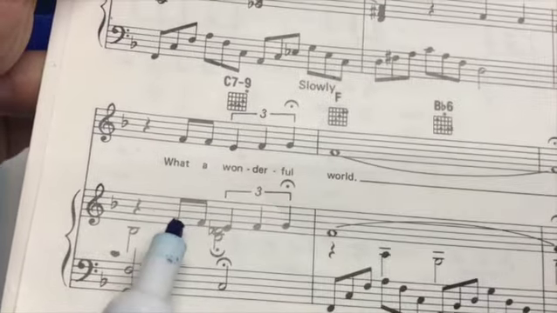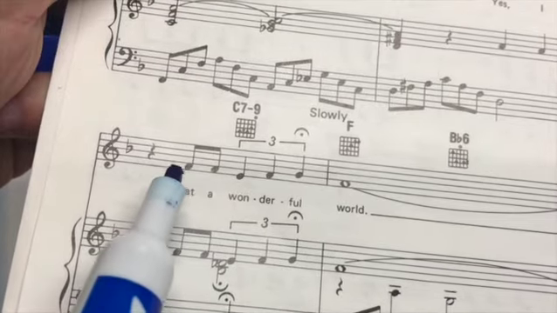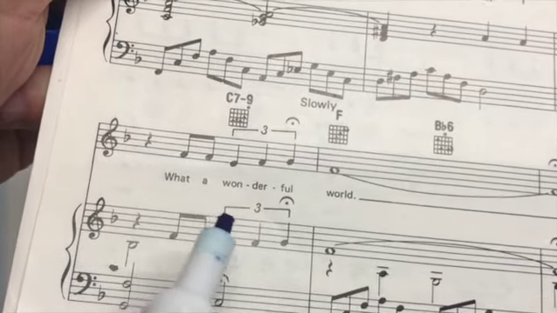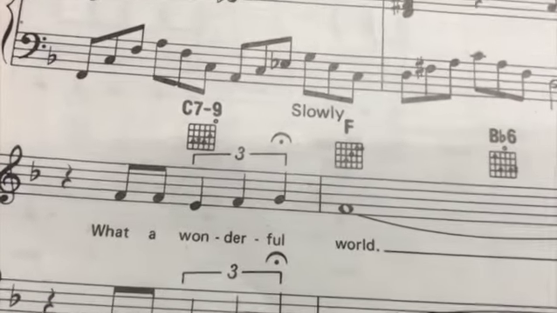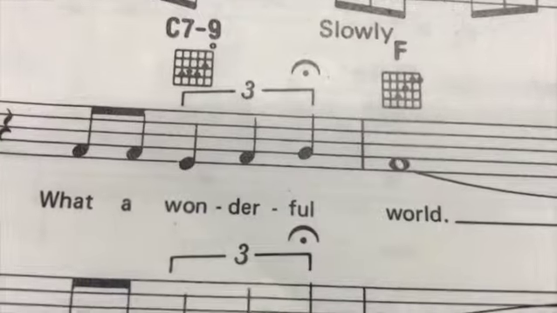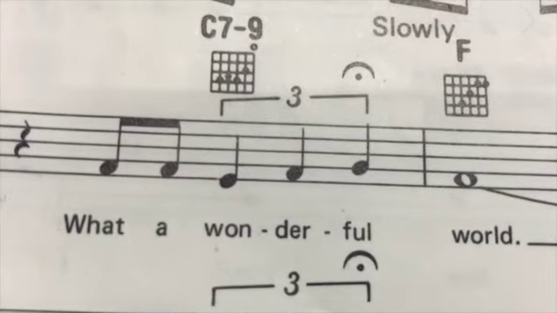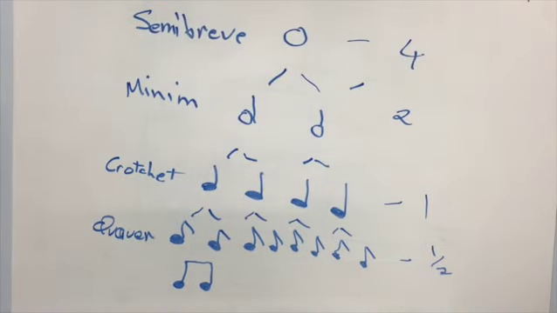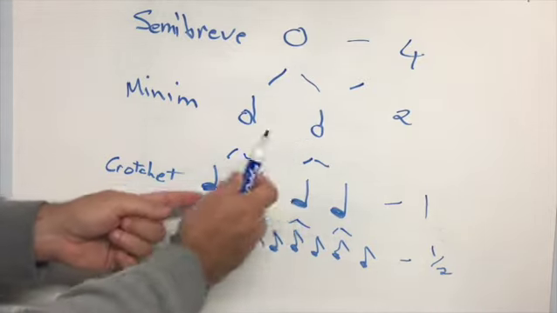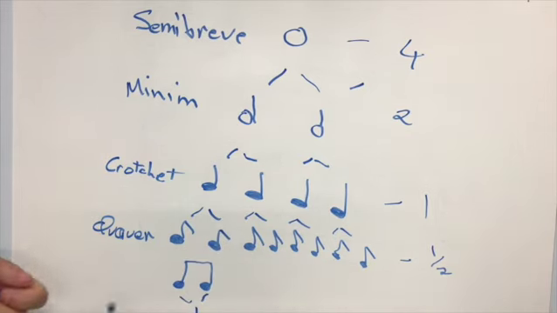Just like here in the music. And up here, what a wonderful world. What a, see up here? The two tails are joined across the top, joining them together. It just makes it easier when you're reading music to see the tails joined, so you can see that that half plus half equals one, rather than seeing half, half, half, half, and then trying to add them all together to form whole beats rather than half beats.